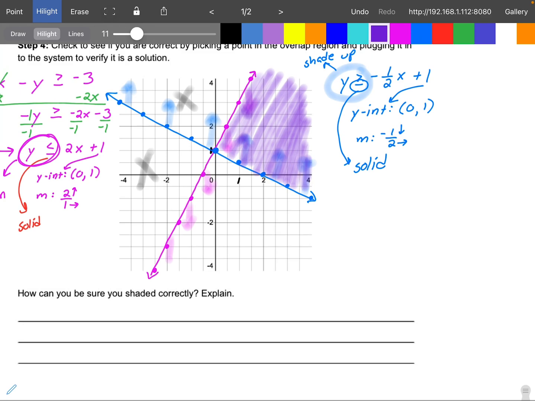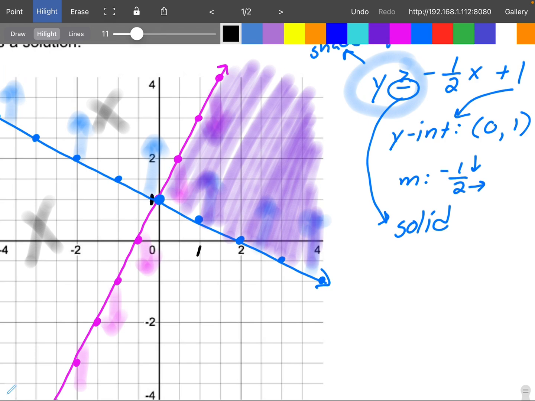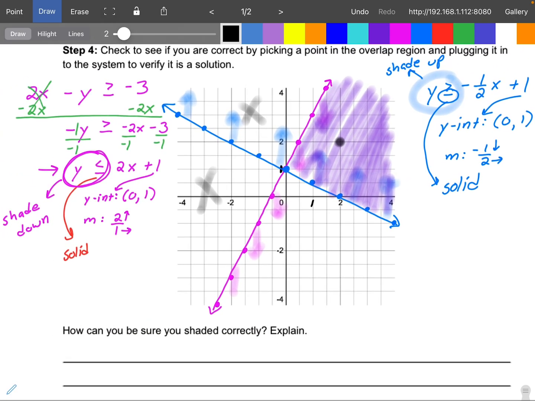Now, we want to test a point to make sure that our answer is correct. And so this is how we can tell if our shading is correct. So we're going to pick any point we can in that section. Now, if that section includes 0, 0, I want to use that because that makes my math easy. Unfortunately, this doesn't. So I'm going to pick any point in that shaded section, and I like to use points where the x and y value are the same. That way I don't have to worry about getting them mixed up. So I'm going to say, let's try 2, 2, right there. So if I use the point 2, 2, I'm going to test it in both of those original inequalities.